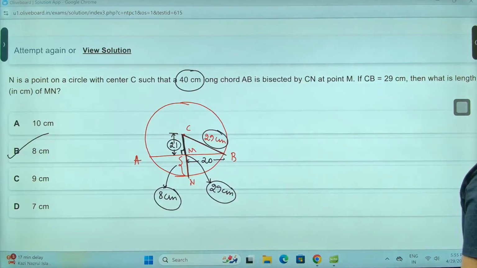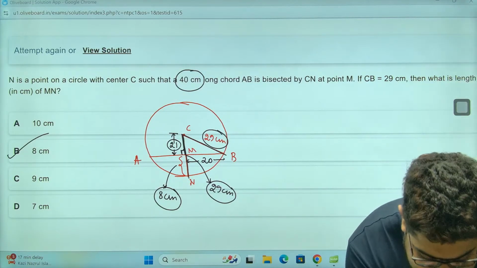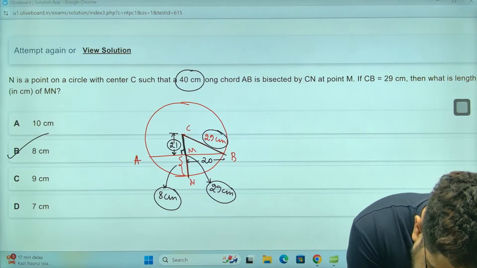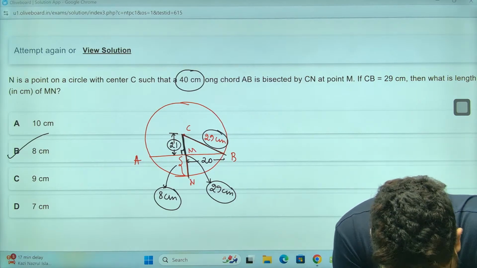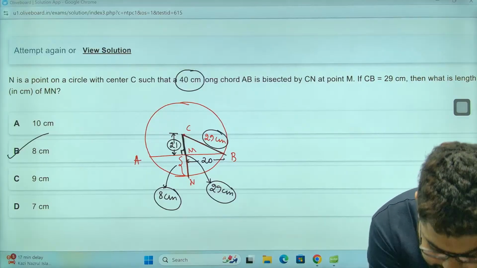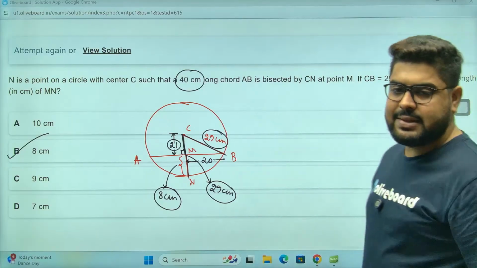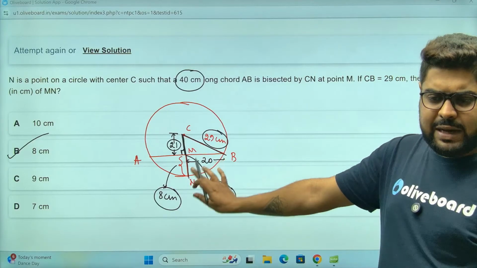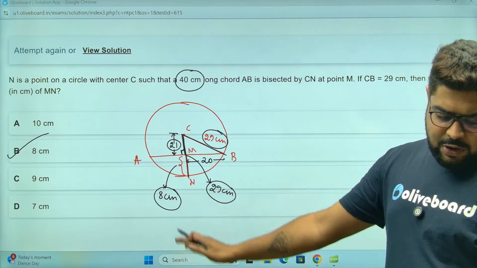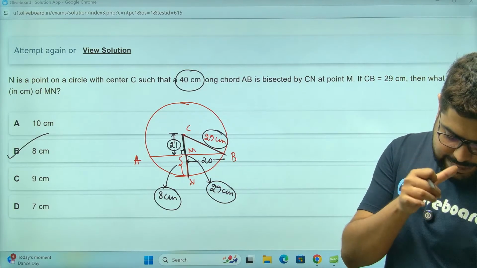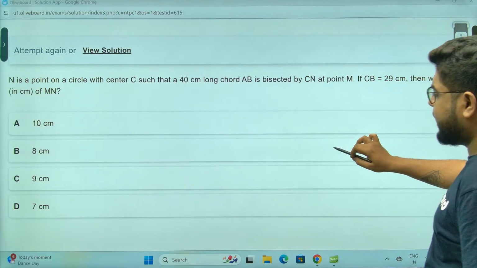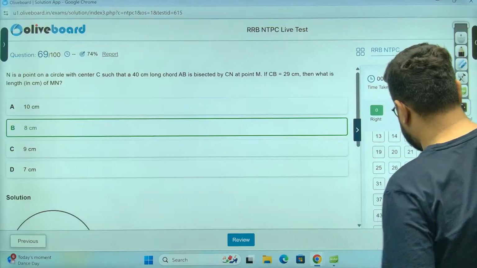Clear everyone? Again, this is not visible. Comments have stopped coming. Not 10, brother. Not 10, but 8 is the answer. 8 is the correct answer. Clear, everyone? Very simple question, not a very difficult one. Everybody clear? Chalo.